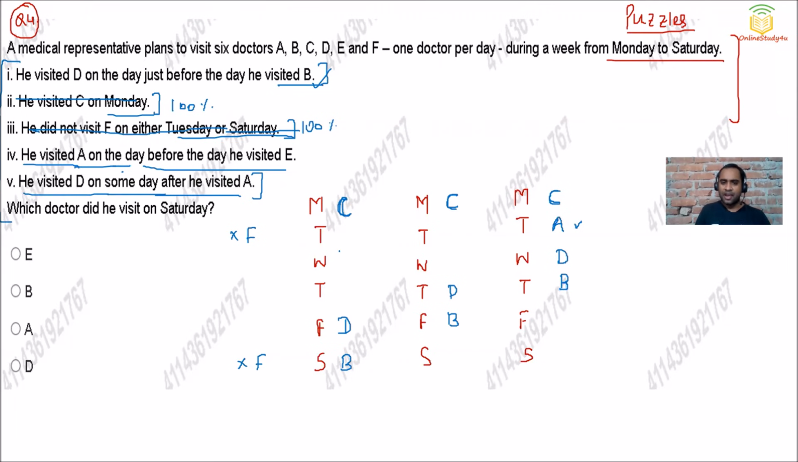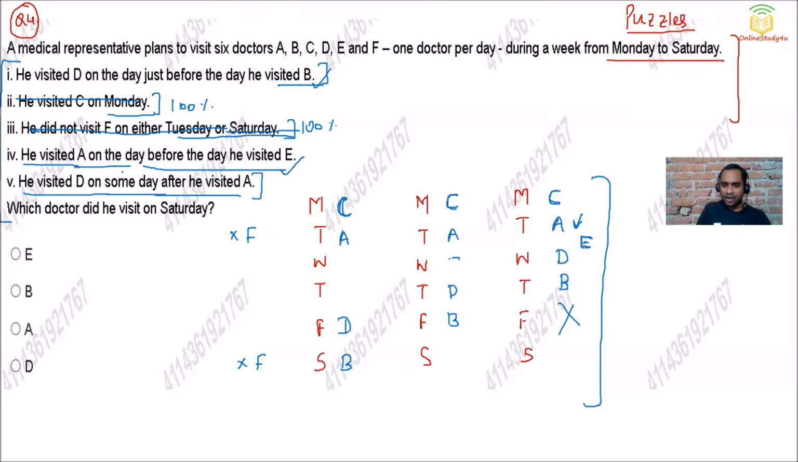In this case, I will consider here, right? Okay. So because he is visiting D after visiting A, this particular diagram will definitely become wrong here. Why? Because he visited A on the day before he visited E. That means before he visited E, he visited A, right? Clearly they are saying he visited A on the day before the day he visited E. So definitely this diagram automatically became wrong.